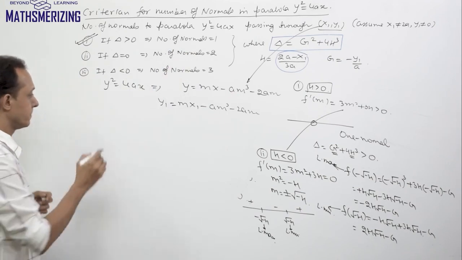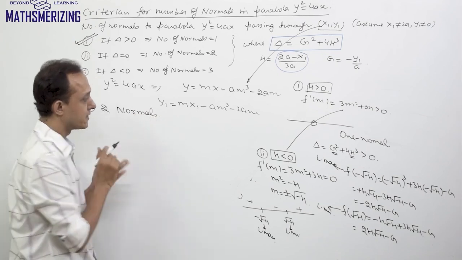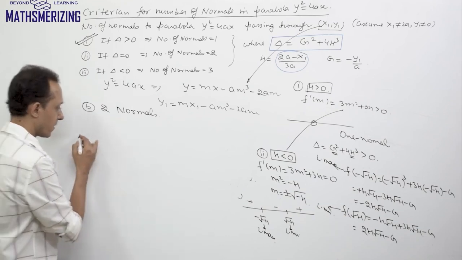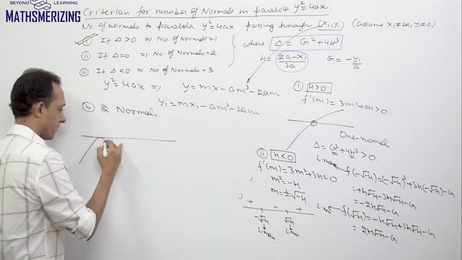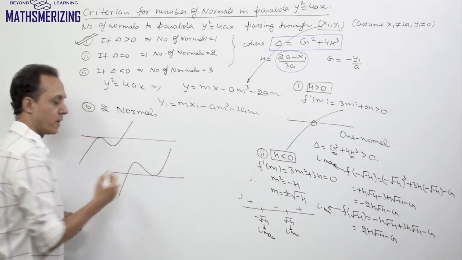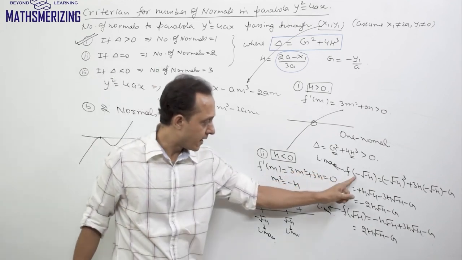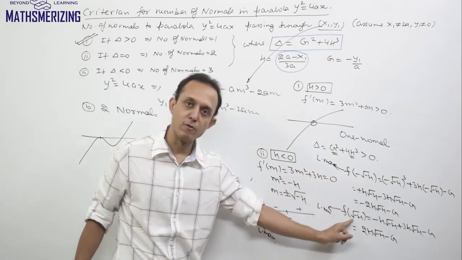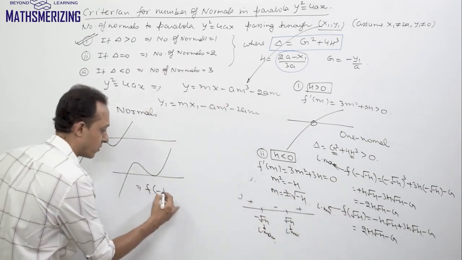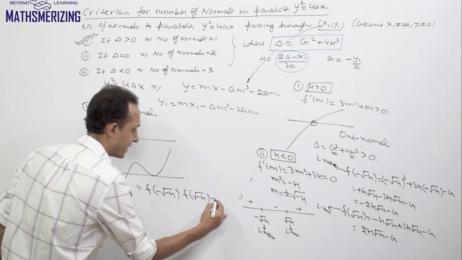Now for two normals, that means this cubic equation should have equal roots. So in that case, the graph should be either this or it should be in this way. So in this case, at least one of f of minus under root of minus h or f of under root of minus h, one of them should be 0. So in that case, I can write the condition as f of minus under root of minus h into f of under root of minus h should be 0.